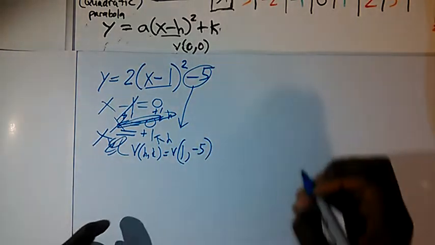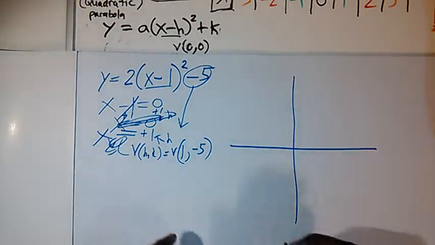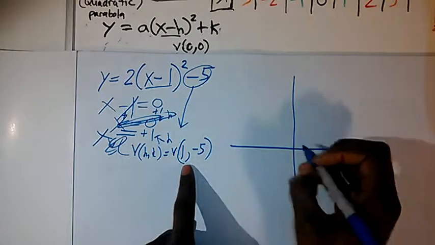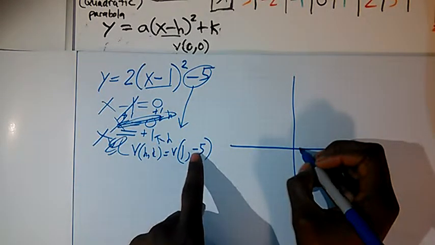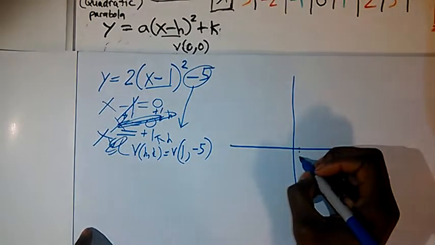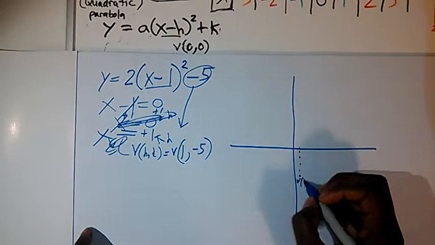So that's where we start. Let's draw this graph. Look at where we start. We start off at 1, right? 1, and we're going down, negative 5. 1, 2, 3, 4, 5. This is where our vertex starts.